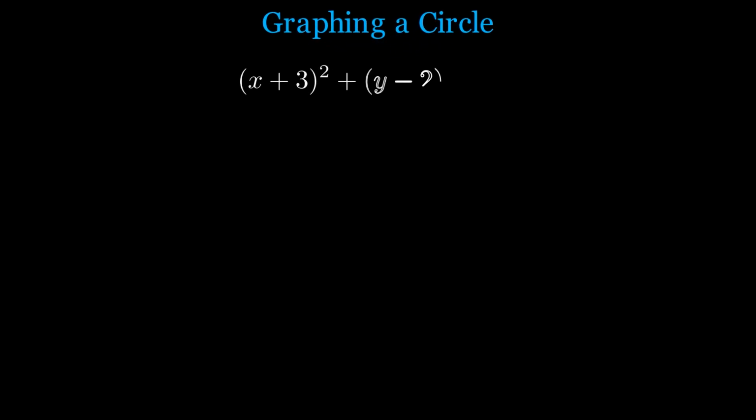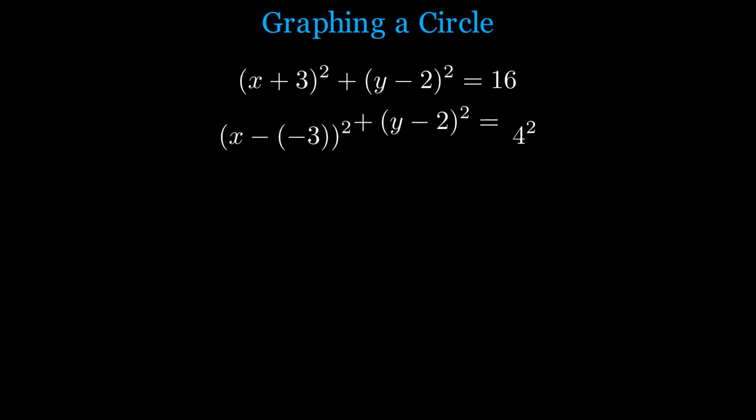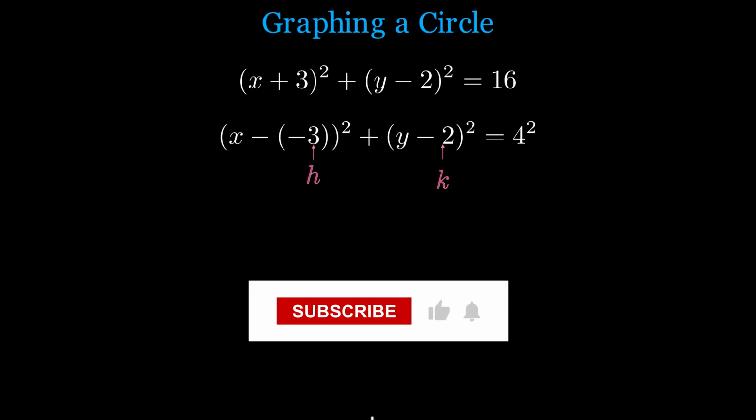Now let's look at how to graph a circle using the equation. Let's say we have this equation of a circle that we want to graph. If you carefully compare this equation with the standard form, you will notice that it is not quite in the standard form. The standard form has negative signs in front of the h and k values, and radius squared is on the right side of the equation. So we need to rewrite this equation in the standard form first, like this. Now that we have the equation in the standard form, we can easily identify the center and the radius.